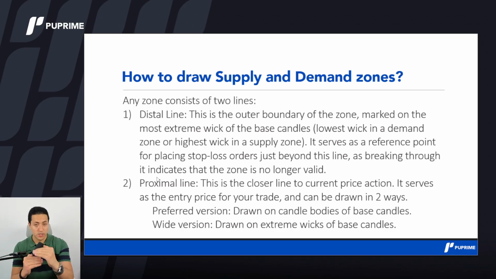But I'm telling you, if you're selling near supply, your distal line is the higher or the farthest one, your stop loss is just slightly above the distal line. Or in the demand zone, if you're buying in a demand zone, your stop loss is just lower than the distal line. What's the proximal line? It's the other one. This is the closer line to current price action. It serves as the entry price for your trade and can be drawn in two ways.